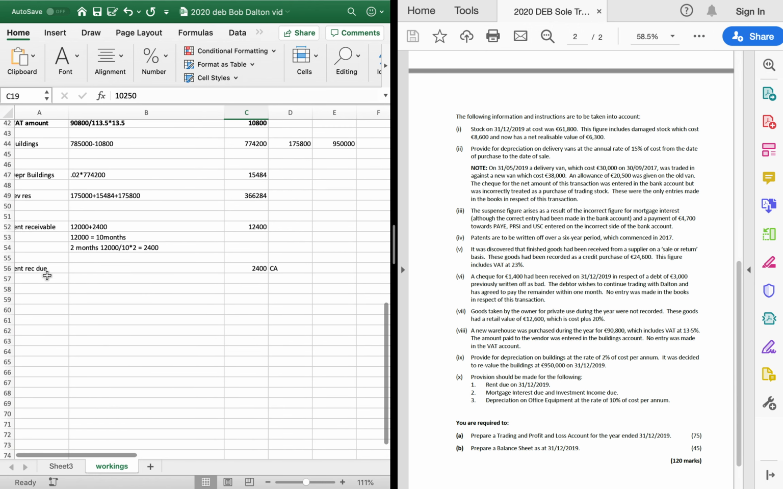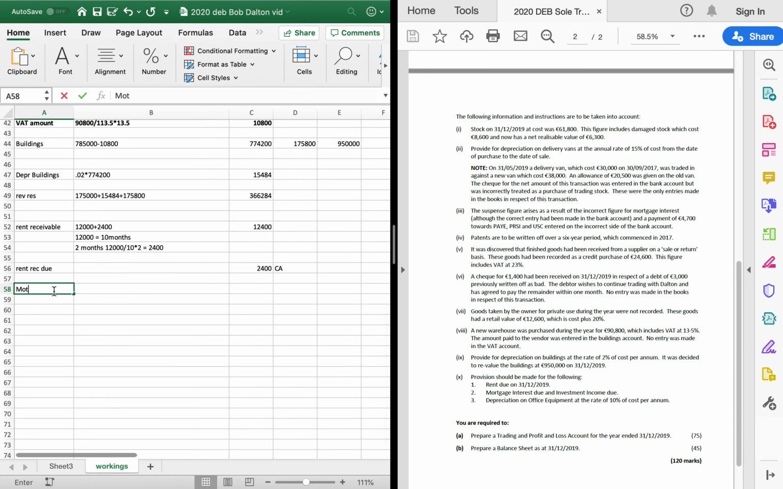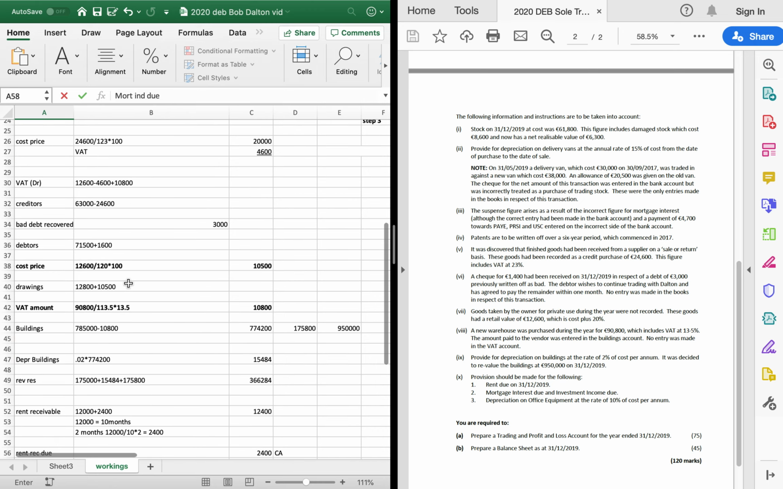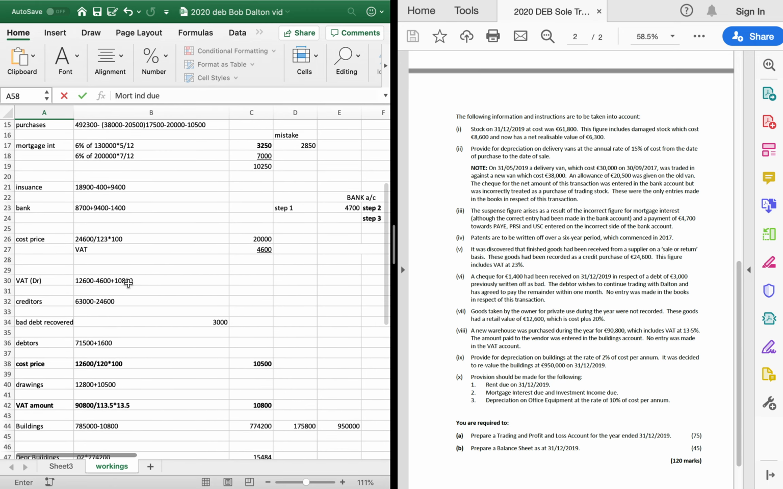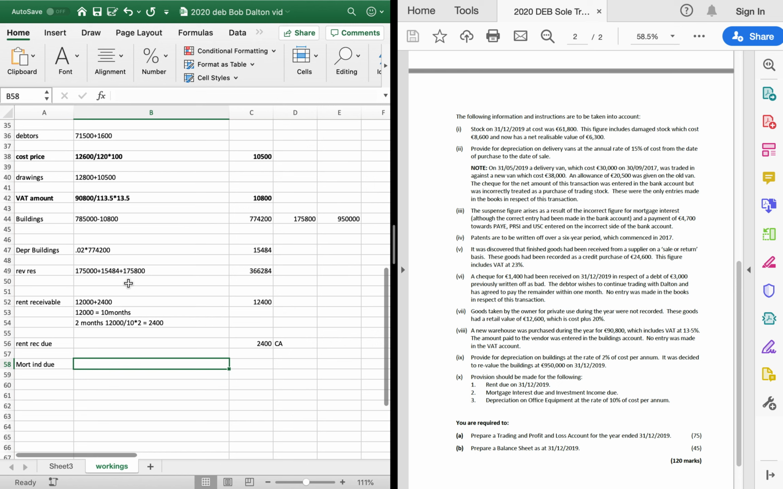I'll actually write it down. So mortgage interest due. If we're going to pay in total 10,250 and we've paid 3,250, that was the figure we worked out. That means there's 7,000 due. Okay, that's that. Then we're asked to work out investment income and investment income due.